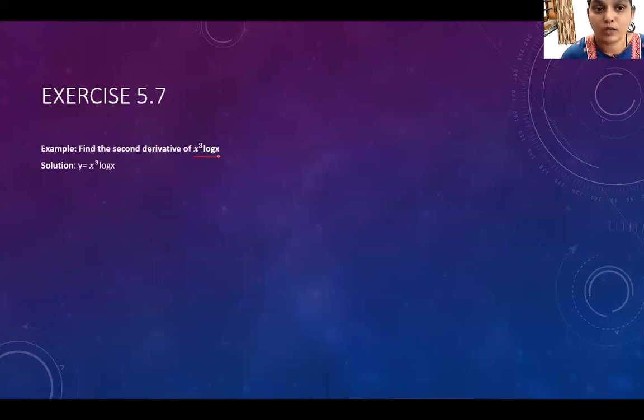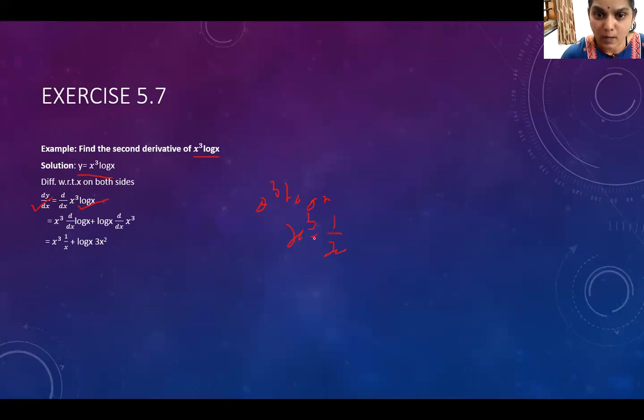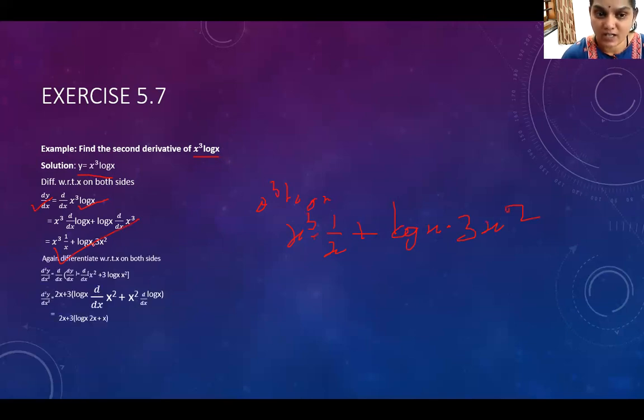Similarly, I have one more: x cube into log x. You write y is equal to x cube into log x. As usual, operate d by dx on both sides. dy by dx is the derivative of x cube log x. X cube as it is, derivative of log x is 1 by x, plus log x as it is, derivative of x cube will be 3x square. This is what I got here. X cube upon x, I can write as x square.